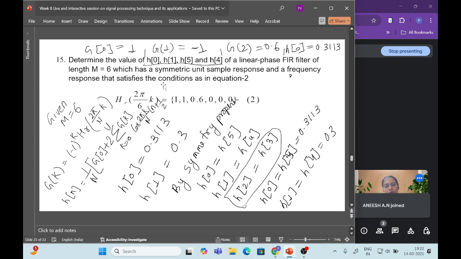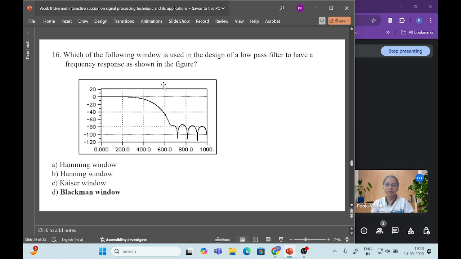Okay. So I hope you have understood this question. Now moving to the next question. This way you can calculate it. Otherwise it will be a very long question. Now moving to the next question.